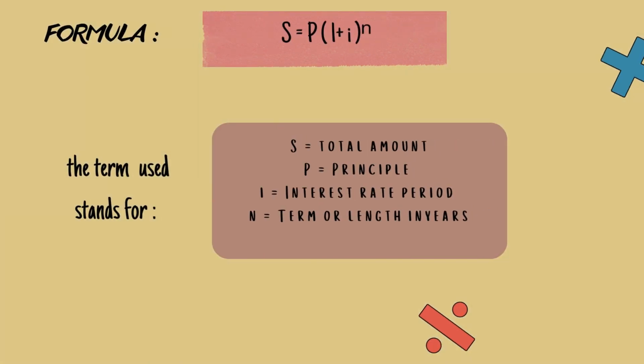The formula for compound interest is S equals P open bracket 1 plus i close bracket powered by n. S is the total amount, P is the principal, i is the interest rate per period, and n is the term length in years.